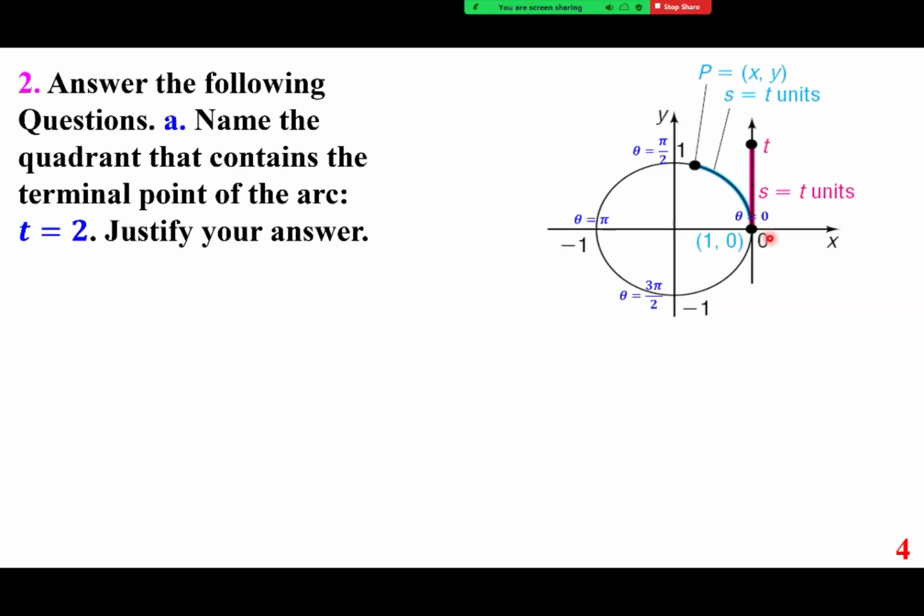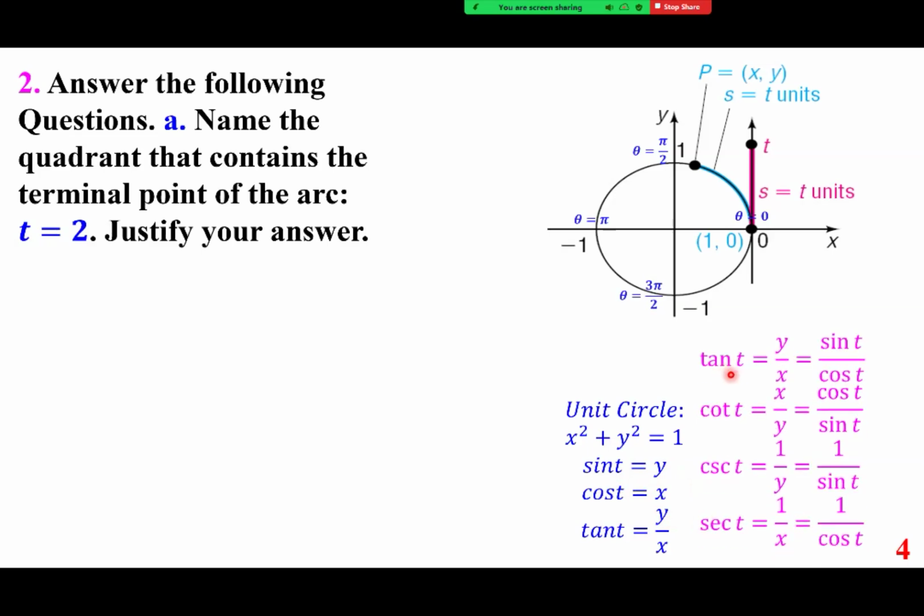This is theta equals 0 degrees or radians. This one, theta equals 90 degrees or pi over 2 radians. Theta equals pi or 180 degrees. Theta equals 3 pi over 2 or 270 degrees. So we are dealing with the unit circle, as I mentioned, x squared plus y squared equals 1. Sine is y, cosine is x, and tangent is y over x, and the rest of them are the reciprocal of those also, right? Tan is y over x or sine over cosine. Cotangent is x over y or cosine over sine. Cosecant is 1 over y or 1 over sine, and secant is 1 over x or 1 over cosine.